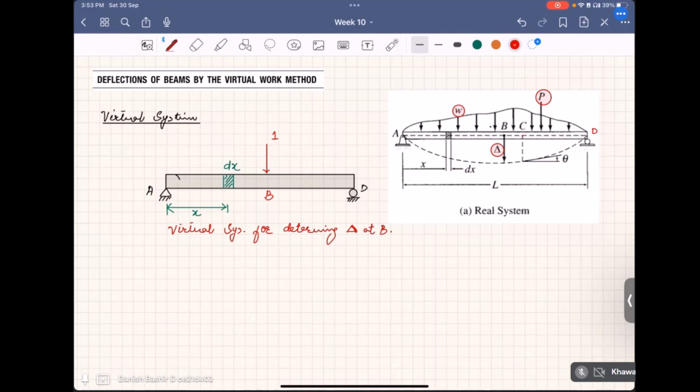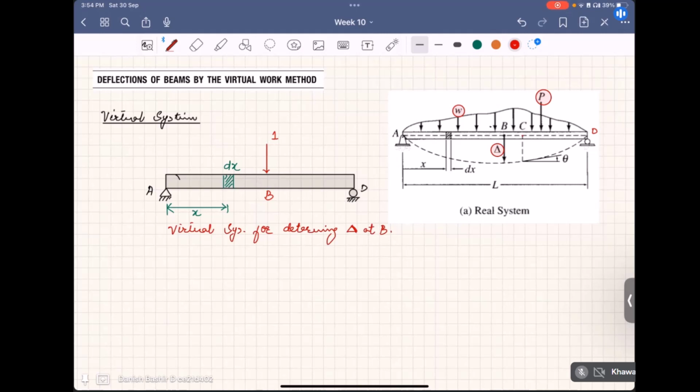So then we have to do, because of this 1 kilonewton load, there will be an internal virtual bending moment, Mv, developed. And on the element dx, it will perform a virtual internal work as it goes through real rotation d theta.